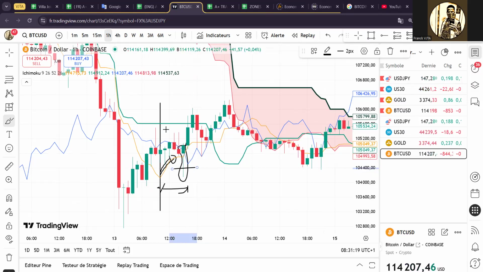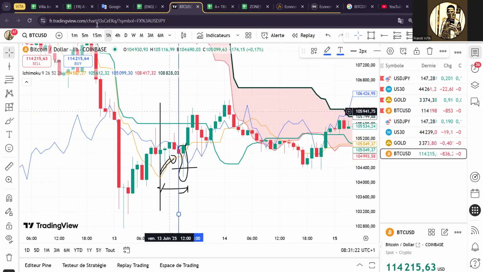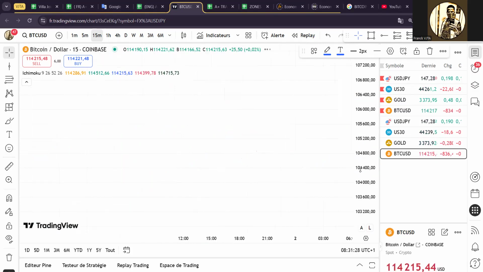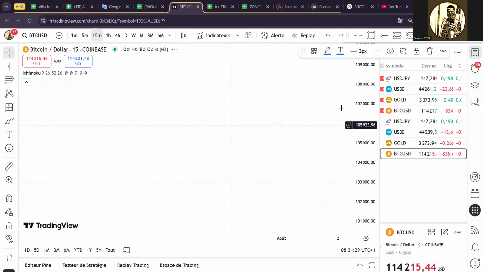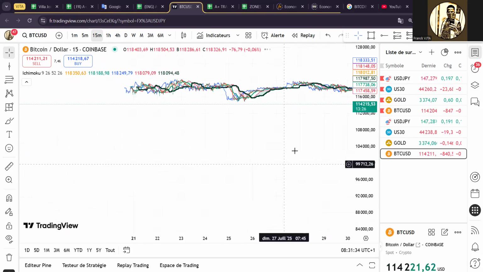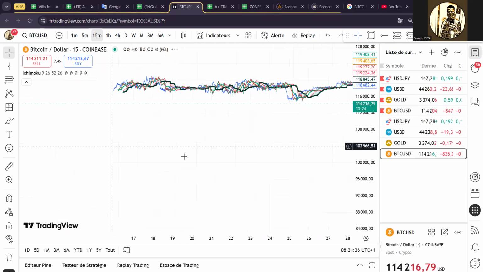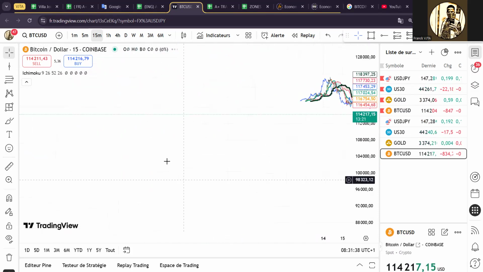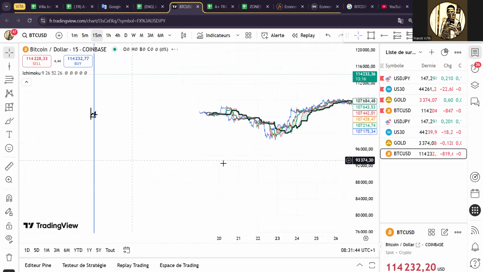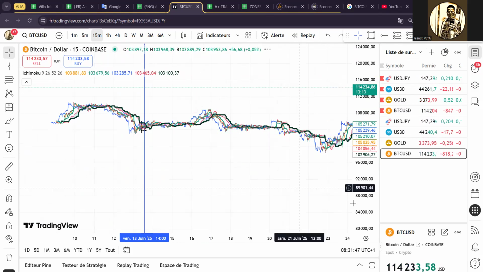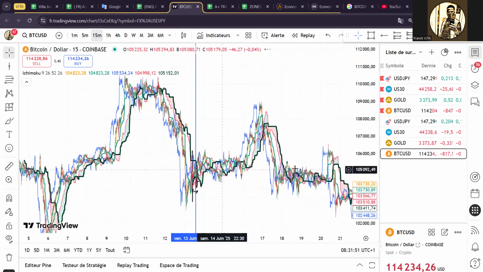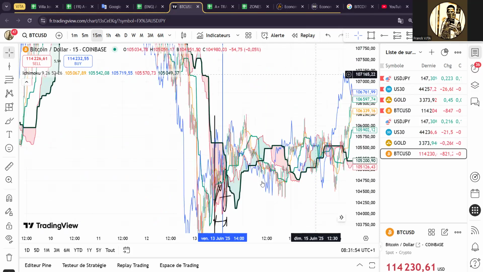If you go on 15 minutes, you will realize that at this point you can actually buy. That is a setup in 15 minutes. This is a setup here.